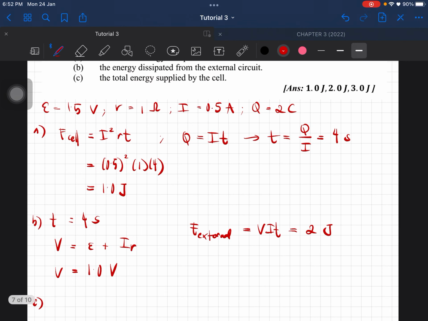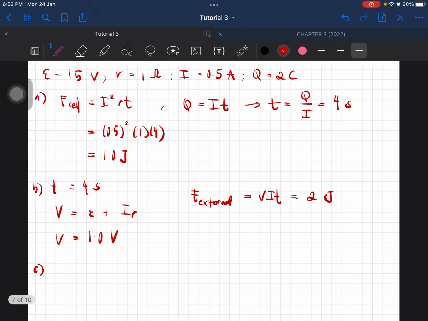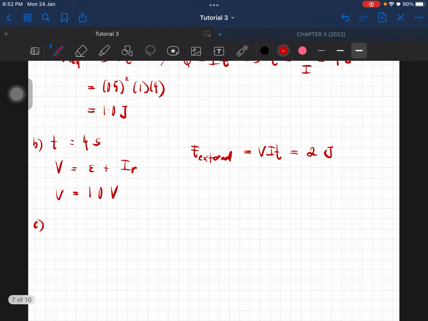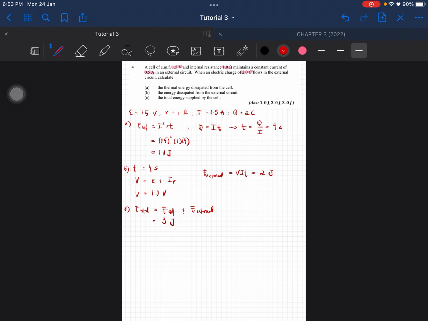And then question C, the total energy supplied by the cell. The total energy supplied by the cell is basically just the addition of those two numbers, the energy dissipated in the cell plus the energy dissipated in the external circuit. So that would be equal to 3 joules. Okay, so that is the solution for question number 4.